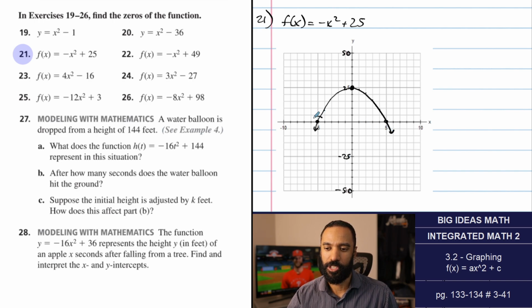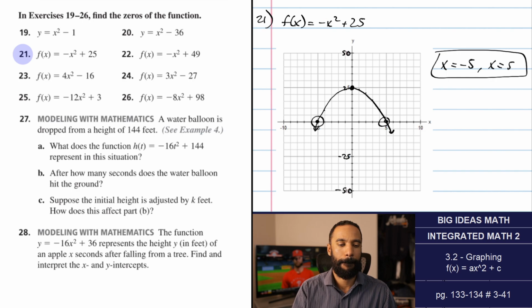Now, once again, if we factor this as a difference of two squares, it would be x plus 5 times x minus 5. When set equal to 0, x would either equal negative 5 or positive 5. Those are the zeros of this.